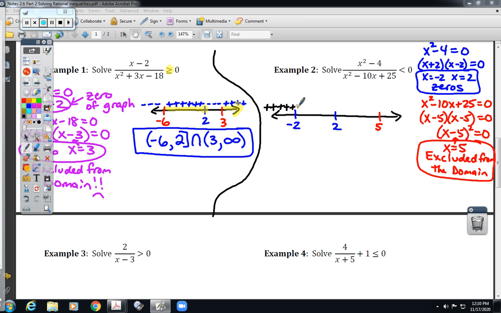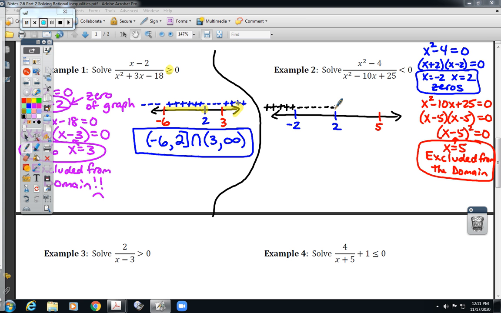Then we pick a value from between negative 2 and positive 2. The obvious choice is 0. We plug 0 into the top. 0 minus 4 is negative 4. On the bottom, 0 minus 0 plus 25 is positive. A negative divided by a positive would be negative everywhere between those two.